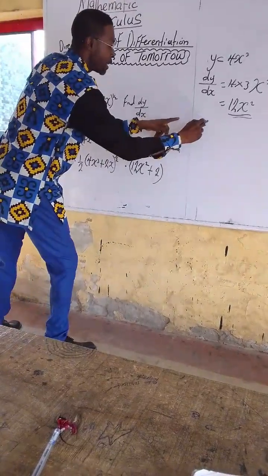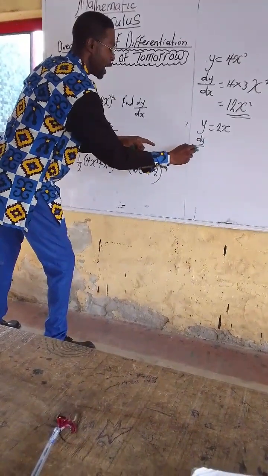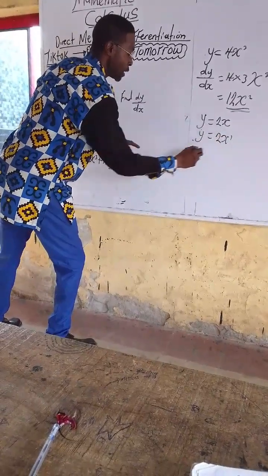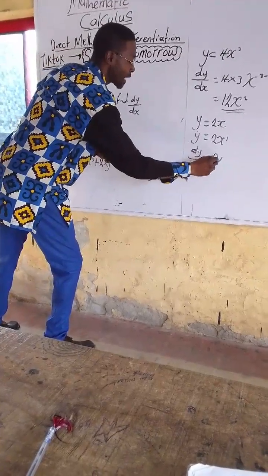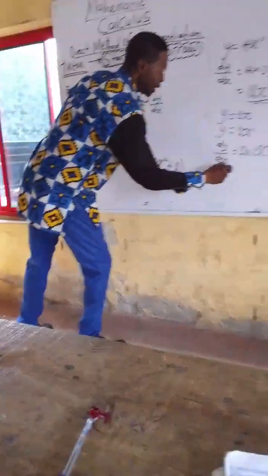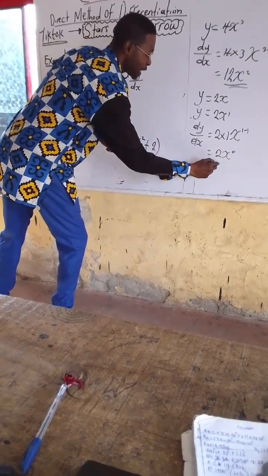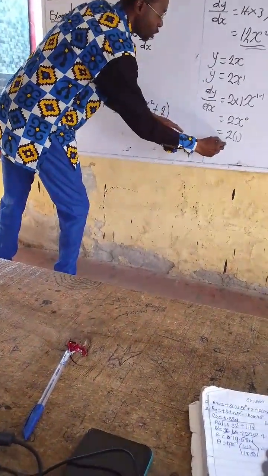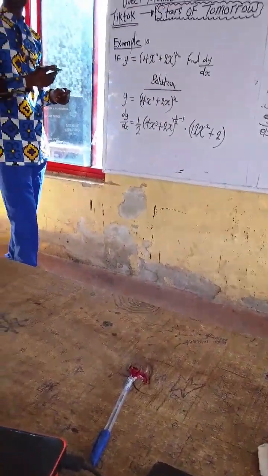Why? If they give you y is equal to 2x, recall dy over dx. This one is the same thing as y is equal to 2x to the power 1. Then dy over dx is equal to what? 2 times 1, which is x raised to power 1 minus 1. This one must give us 2 times 1 is 2, x raised to power 0. And anything that is raised to power 0 is 1. So that is 2. That is why you see me putting 2 here. Are you getting it? Yes, sir.